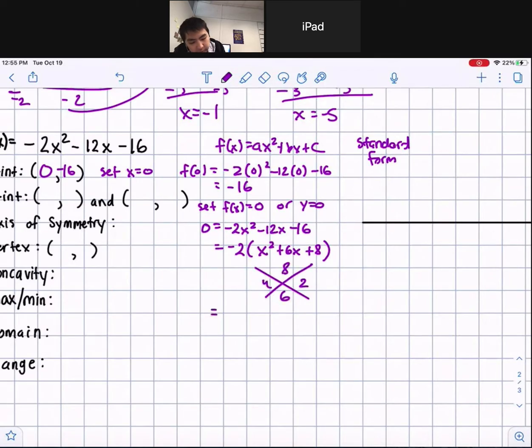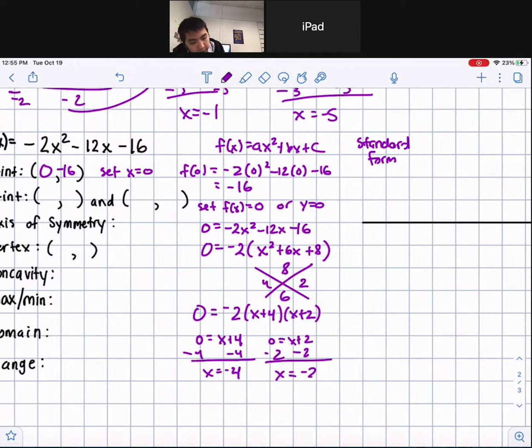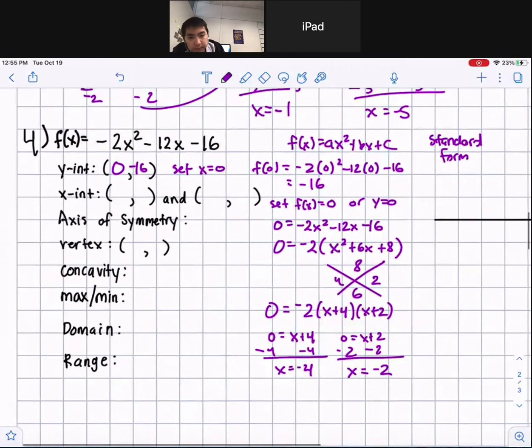4 and 2. So we're going to have 0 equals negative 2 times x plus 4 times x plus 2. And then you just set both of the linear factors equal to 0 to solve, right? And if you notice, it's just going to be the opposite of those factor values. So for us, remember x-intercepts, so y's are zeros, negative 4, 0, and negative 2, 0.